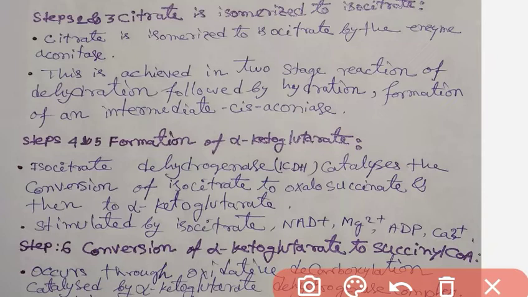Step 4-5. Alpha ketoglutarate. Isocitrate dehydrogenase catalyzes the conversion of isocitrate to oxalosuccinate and then to alpha ketoglutarate, stimulated by isocitrate, NAD+, Mg2+, ADP, Ca2+.